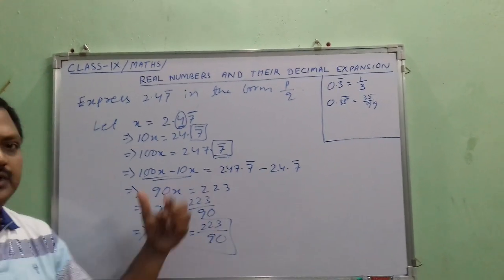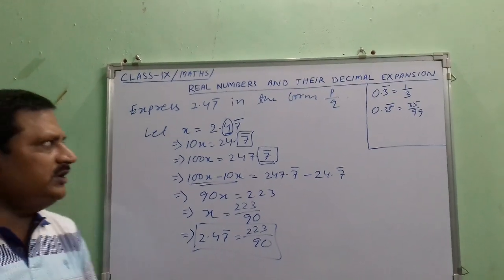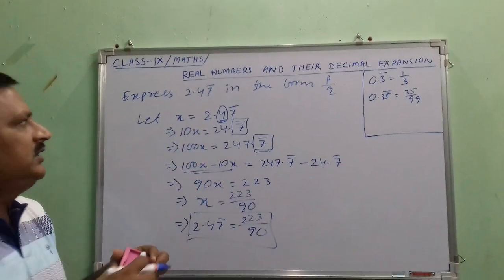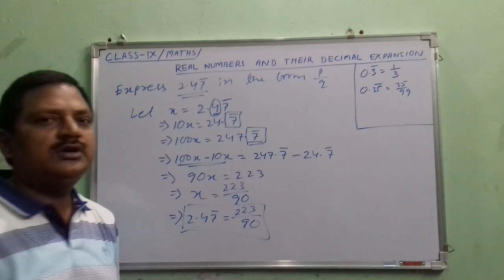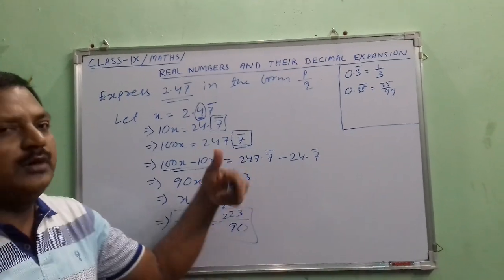Okay. So in these three examples, we learned how to express different numbers under bar in the form of P by Q.